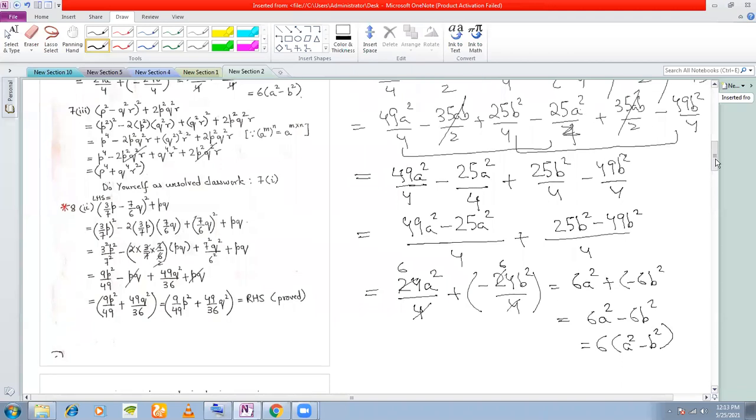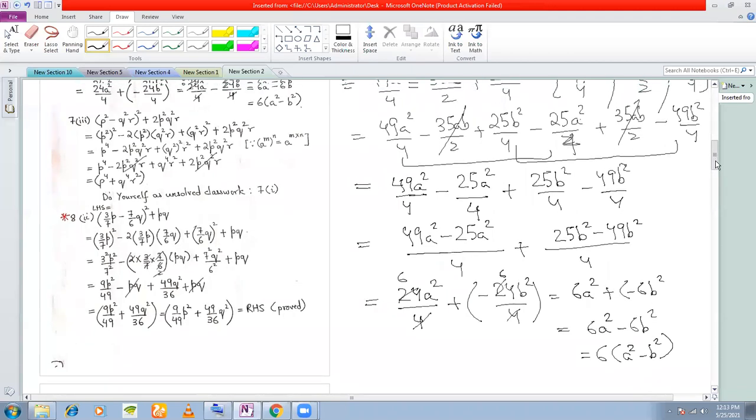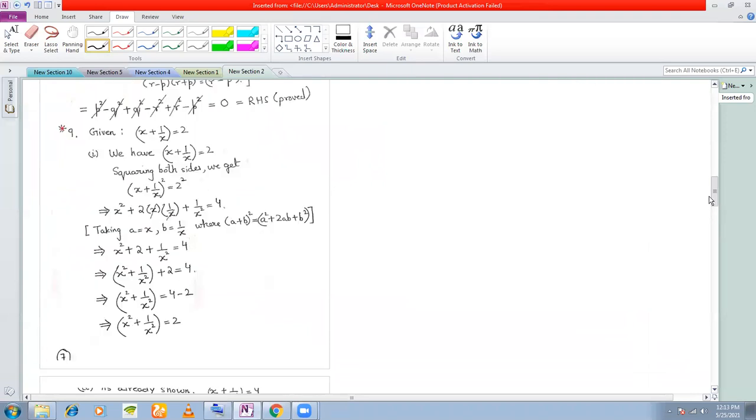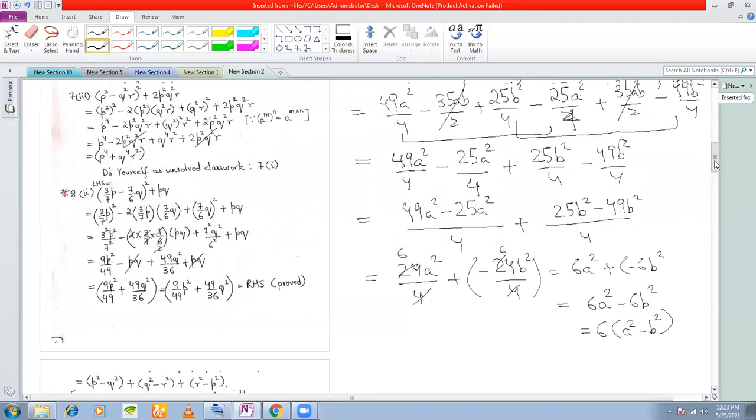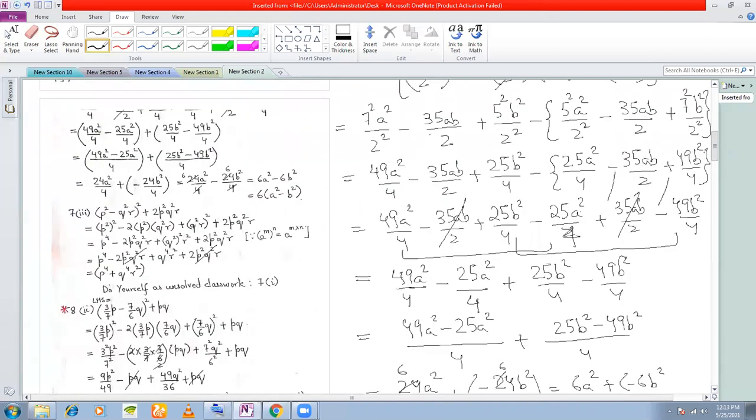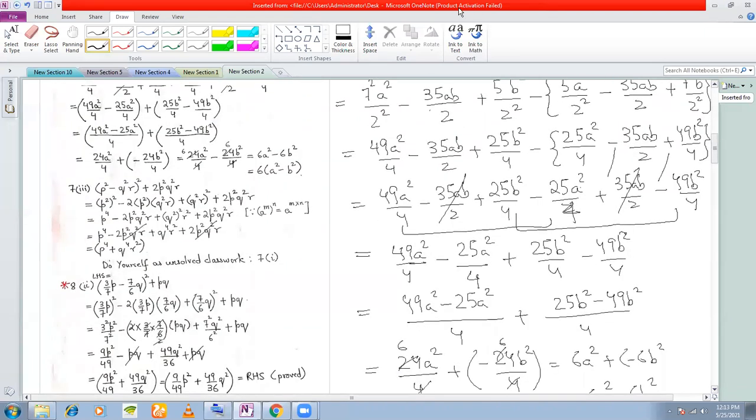Clear with this? You simply need to remember the formulas for (a + b)² and (a − b)². Okay, we'll do the next one, and the last one.